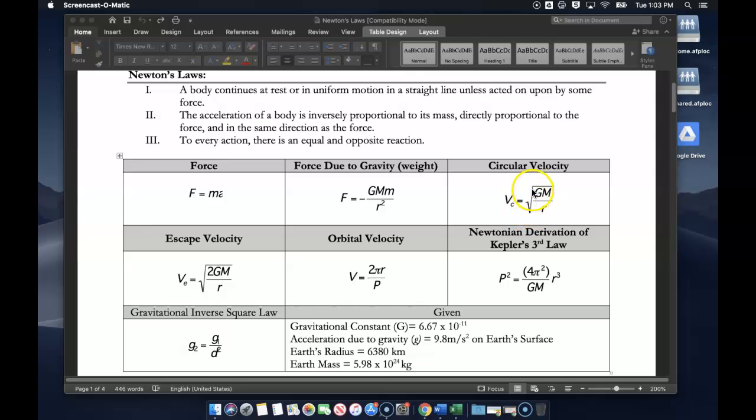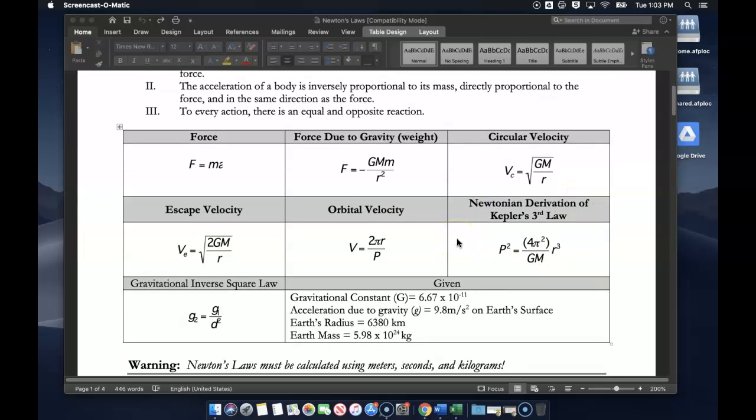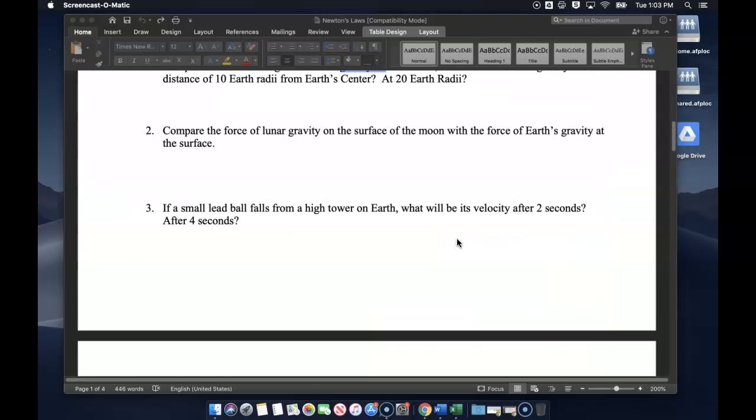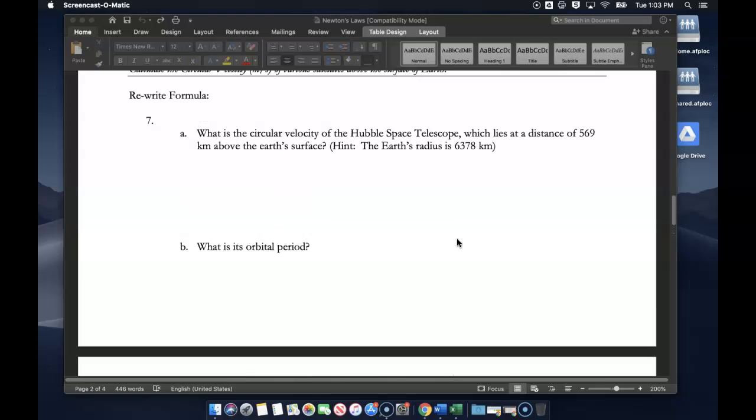Common mistake, people forget to use the square root function here. My suggestion is do all the math inside first, get it to one number, and then take the square root of it. So let's take a look at that for circular velocity equations, number 7.